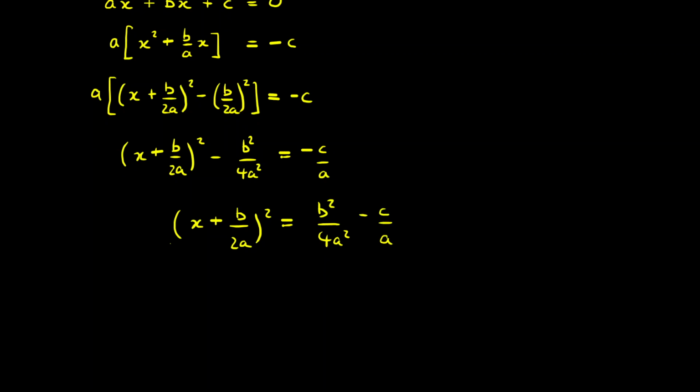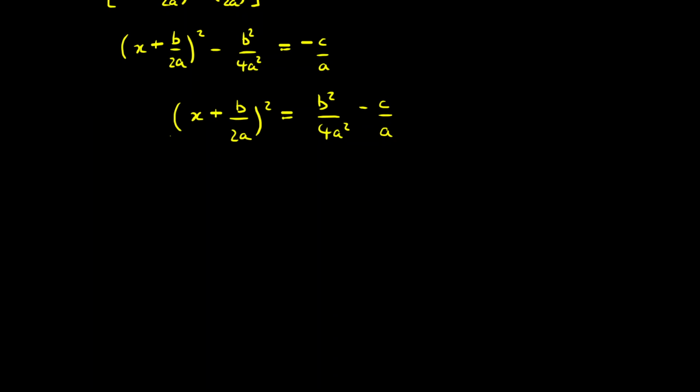Now then, on the right hand side, I'd like to combine those two fractions. The way I'm going to do that is to give them the same denominator. That means I need to multiply the top and bottom of this fraction by 4a. If I do that, what I'm going to get is b squared minus 4ac all over 4a squared. Now hopefully you can see this is beginning to give us the quadratic formula, isn't it? Because we've got the b squared minus 4ac term.